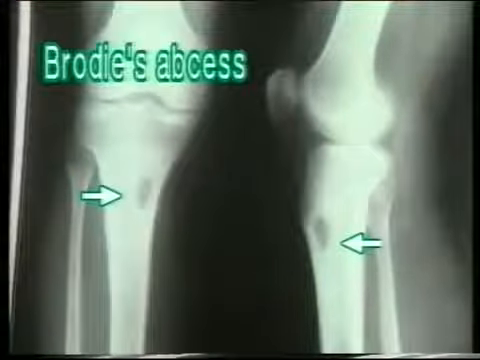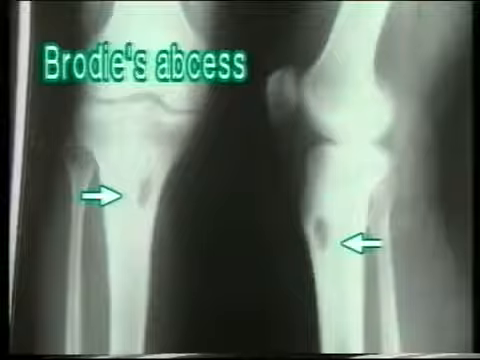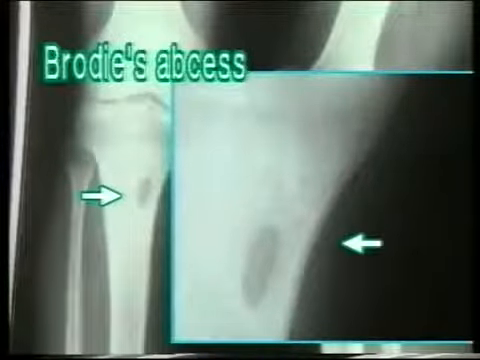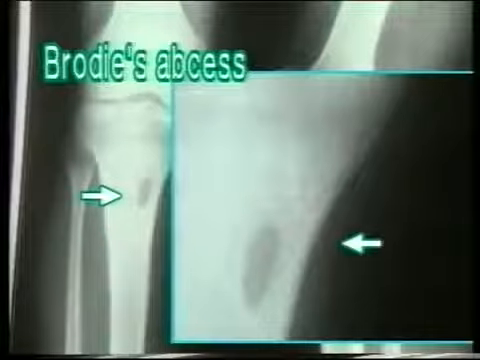Another type of chronic osteomyelitis is a Brodie's abscess. It is usually found in the cancellous tissue near the end of a long bone. Note this oval, well circumscribed, radiolucent area in the upper end of tibia. In the close-up view, there is little sclerosis around it and it does not contain a sequestrum.